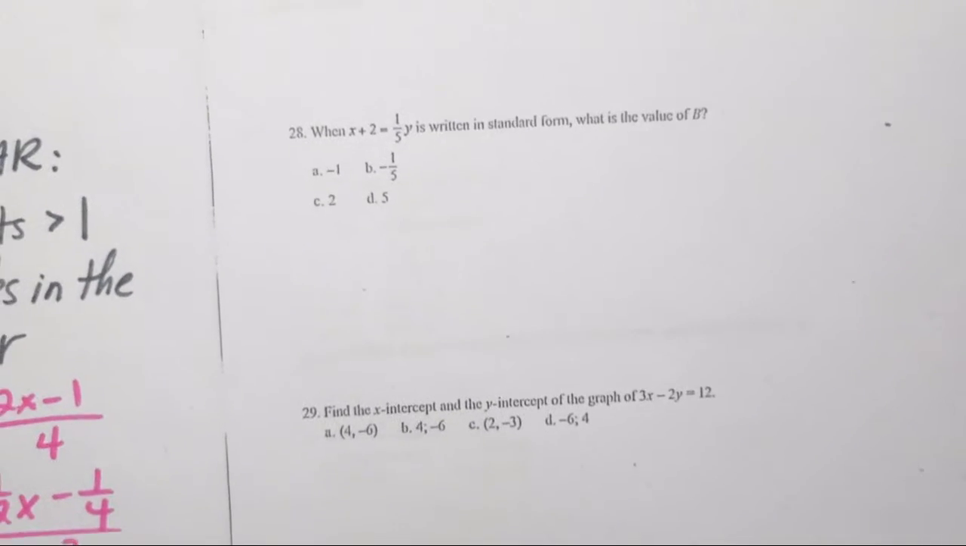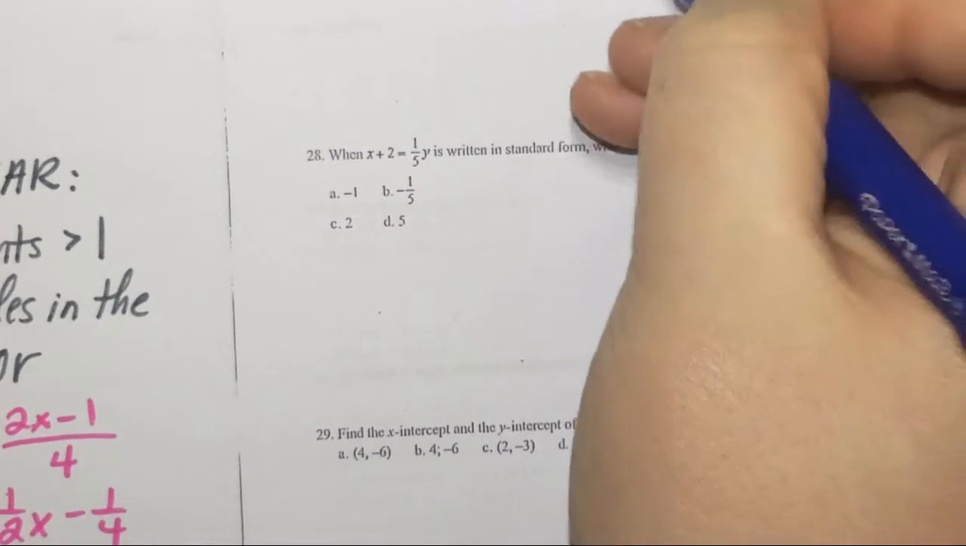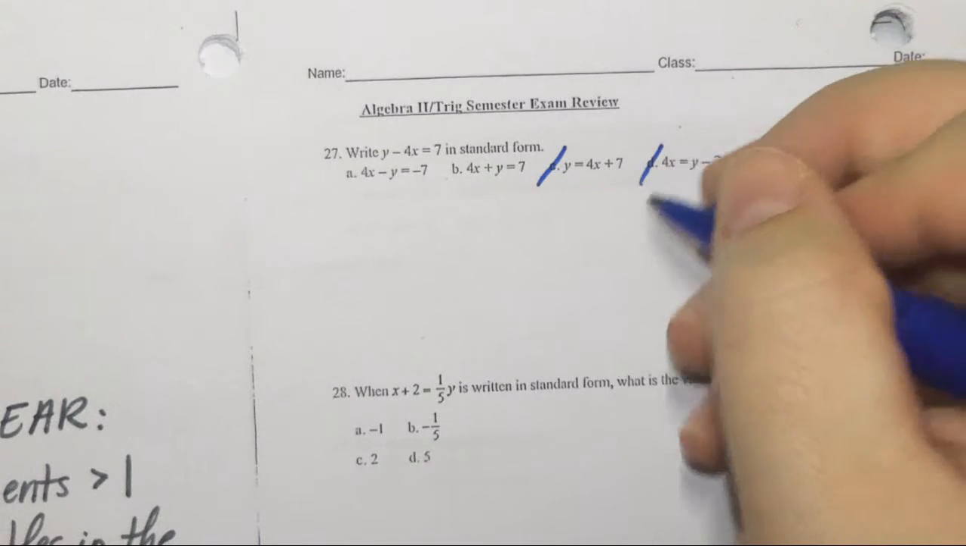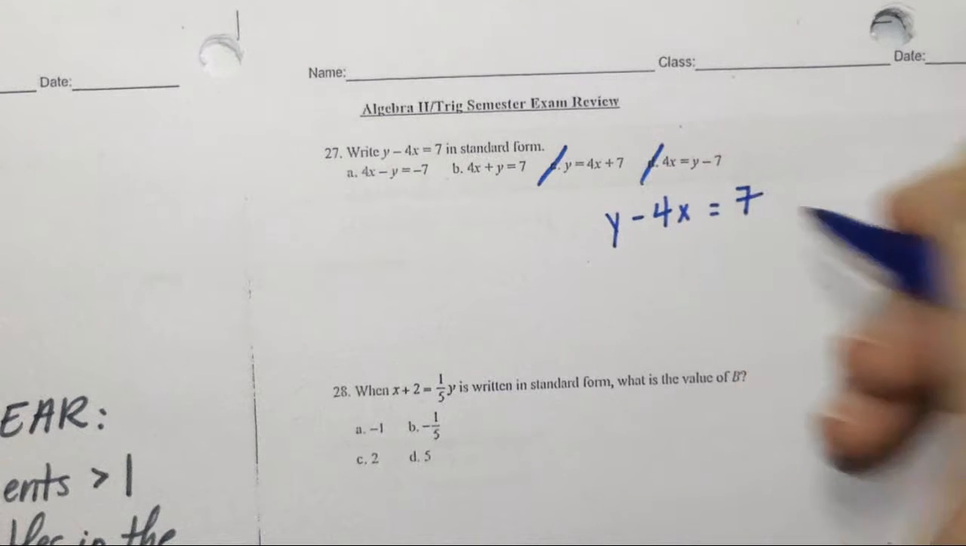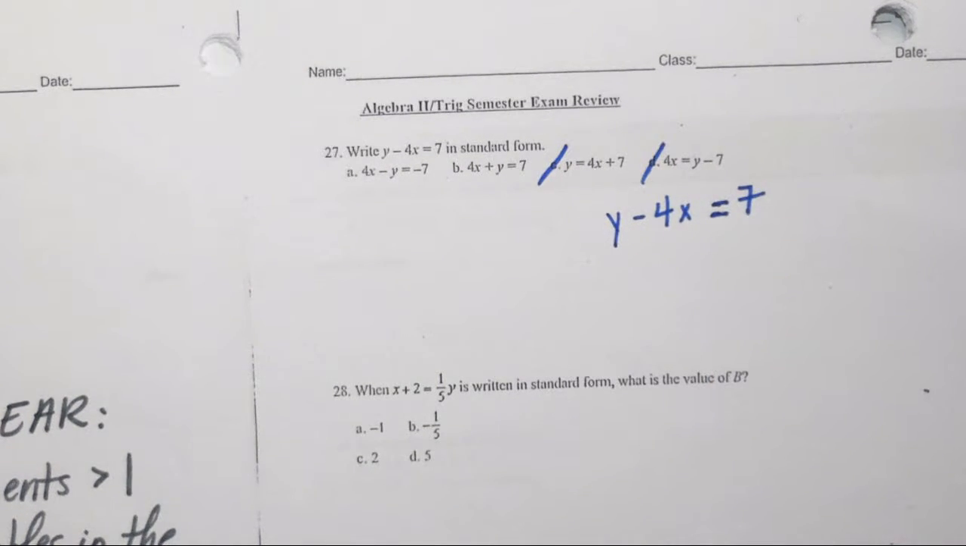27. It's either A or B. Well, it can't be C or D because C and D aren't in standard form. So, at the moment, I had y minus 4x equals 7. I've heard the answer choices both A and B. Can someone make an argument for theirs?